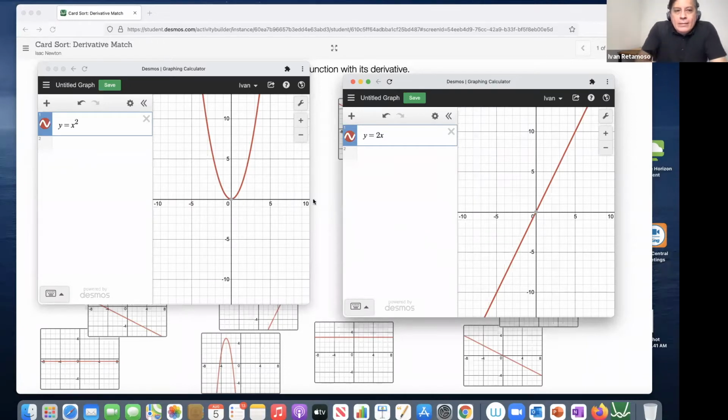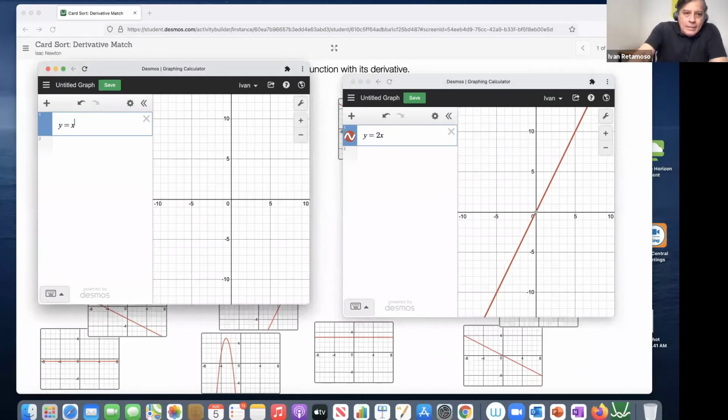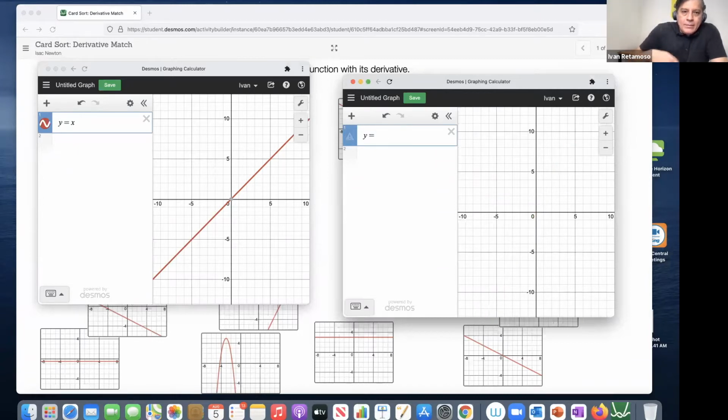Now, this was with a quadratic function and its derivative. Let's do it now with a linear function, and let's see what happens. Linear function y equals x. Let's see what its derivative is. What's the derivative of the linear function y equals x? Anybody? Or in the chat? y equals 1. Excellent, Adriana. So y equals 1.